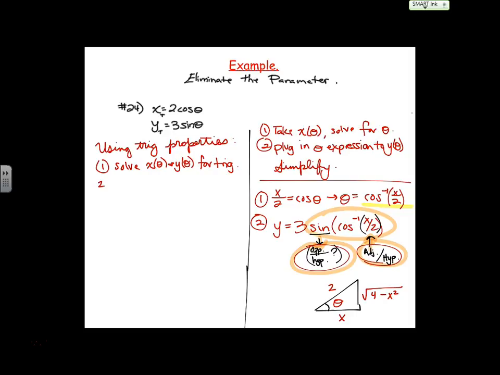Number 2. The properties that we want to use to get rid of the trig are the Pythagorean properties. And to use the Pythagorean properties, we need it to be squared. So we need to square both sides.